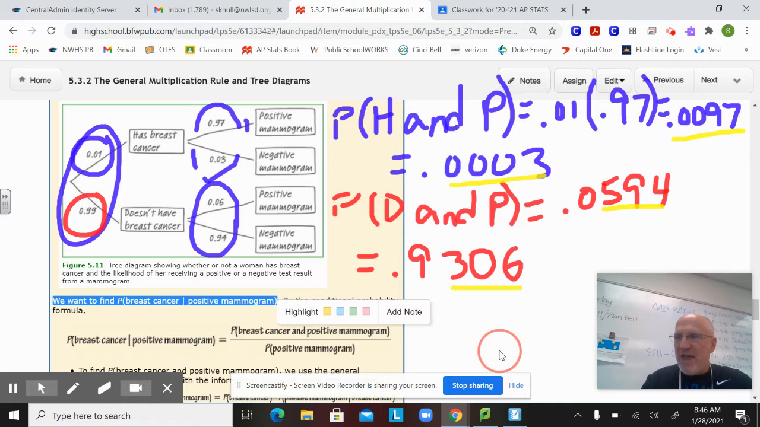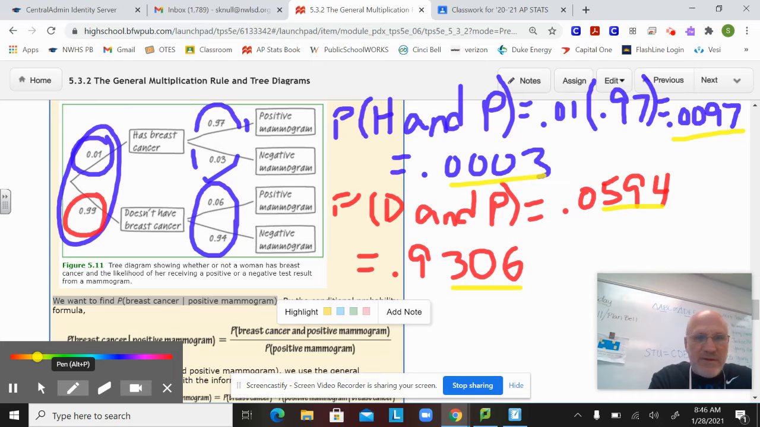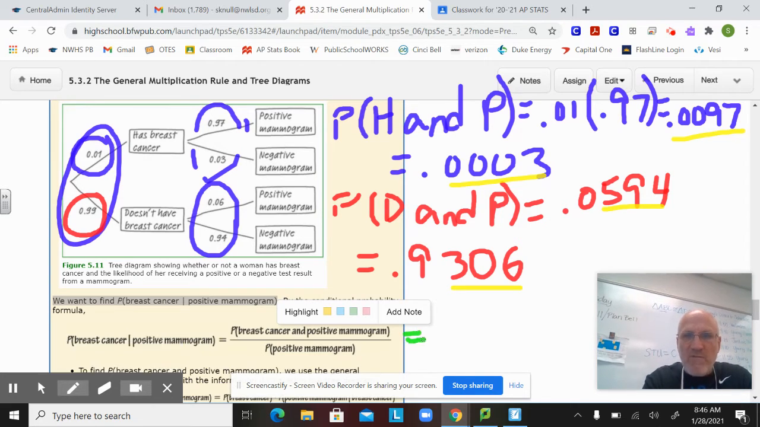I don't think we have that number yet, but we have to recognize that we can find it. So the probability, I'm going to try and squeeze another. Sorry, I'm trying to get green here. So this is going to be the probability of cancer and positive. That was 0.0097. That's the overlap.